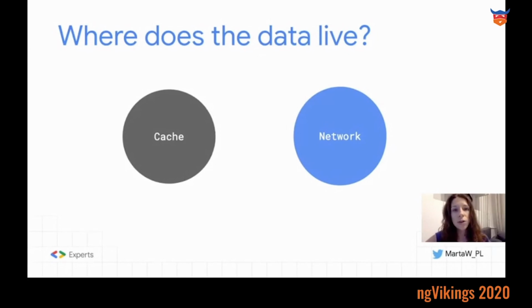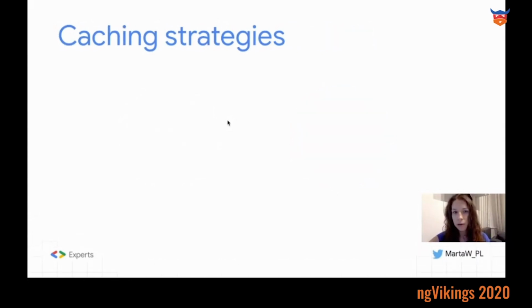The next question we should answer is, where does the data live? You can retrieve your data from cache or from network. Based on this, we have caching strategies. So we should consider how to retrieve files to render your app, from cache or from network. The basic option, common for regular web apps, is that we only use network, so we only use requests and responses from the server to render the whole app.